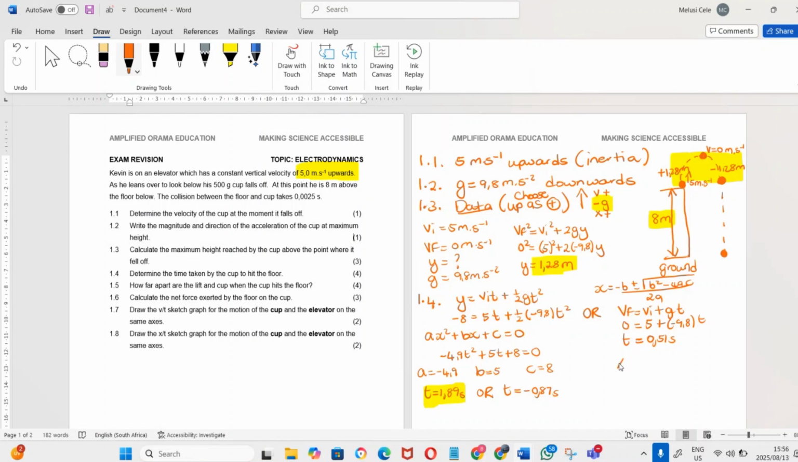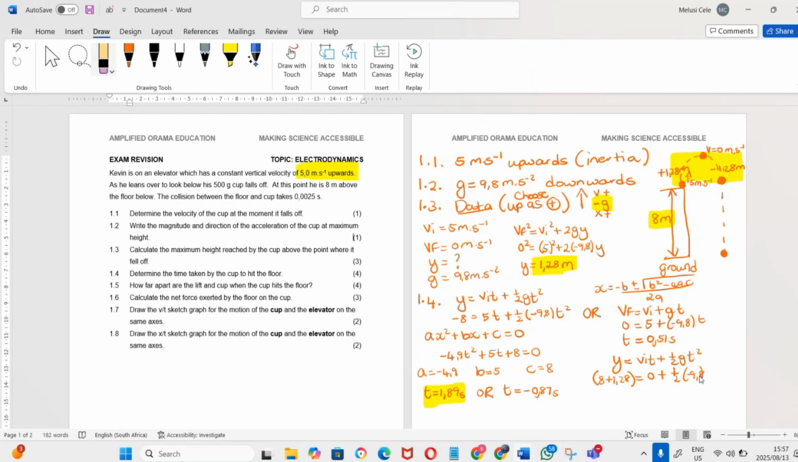To do that, I'm going to use x. Should I use x? No. Let's rather use y because we are dealing with vertical motion. So y is equal to VIT plus a half GT squared. So at maximum height, the total height above the ground is 8 plus the 1.28 I found earlier on. That is equal to, at maximum height, remember the velocity is 0. So that whole portion is 0 plus a half, negative 9.8.